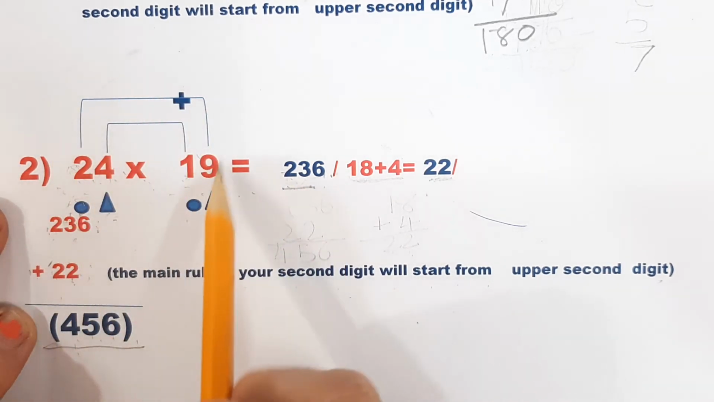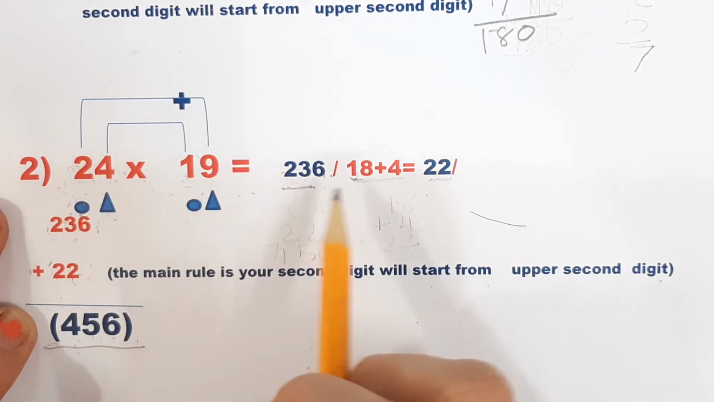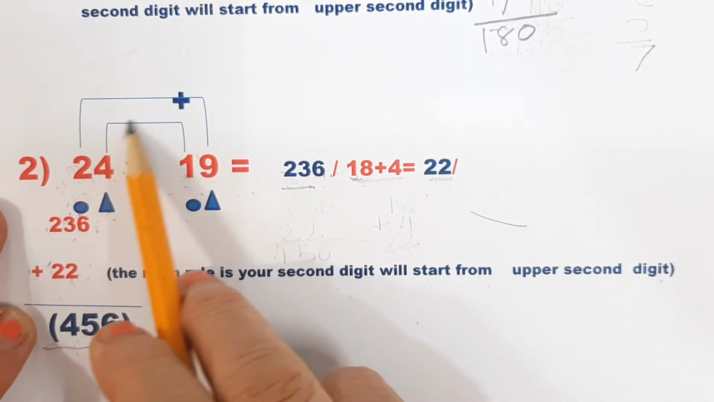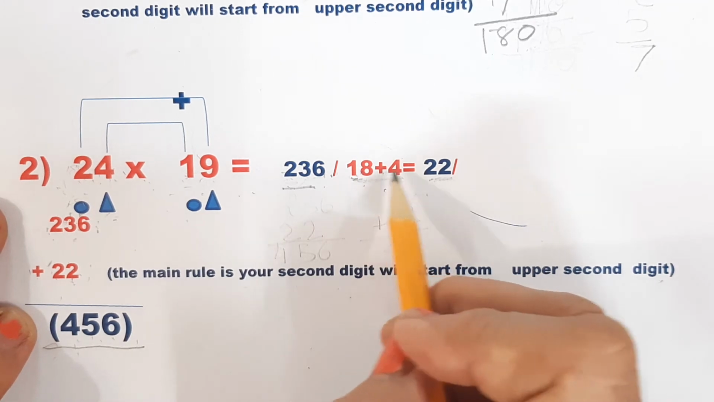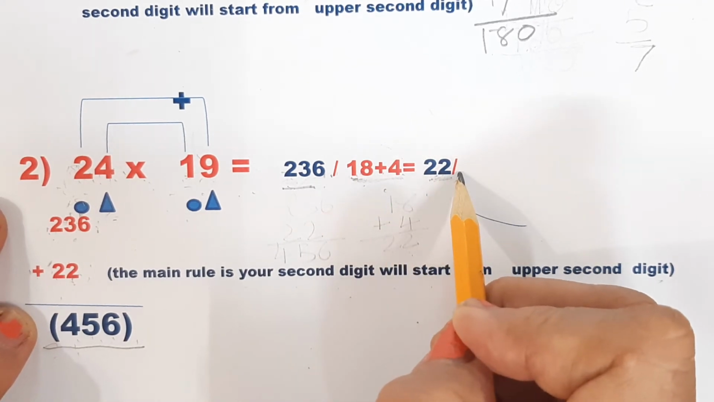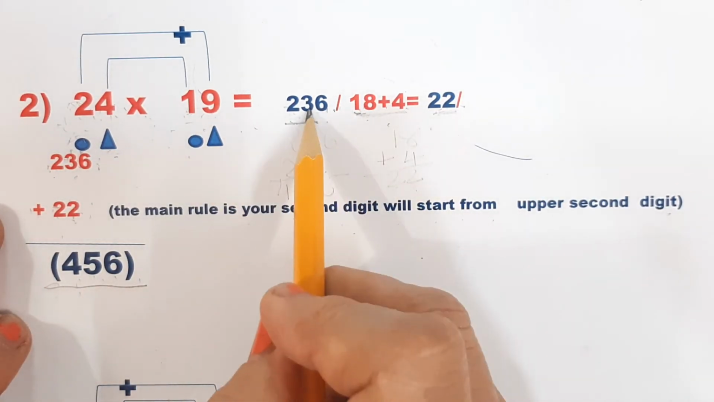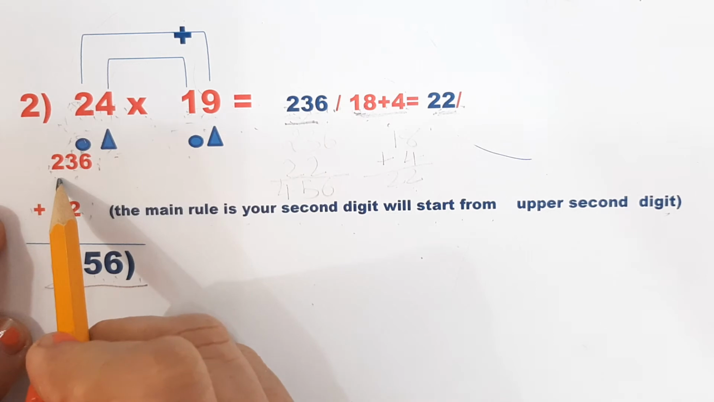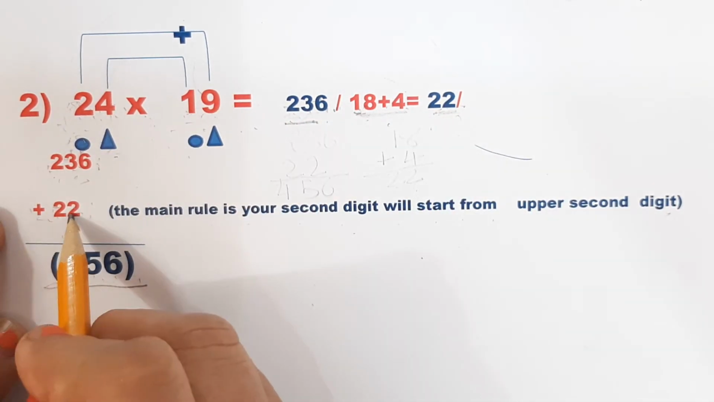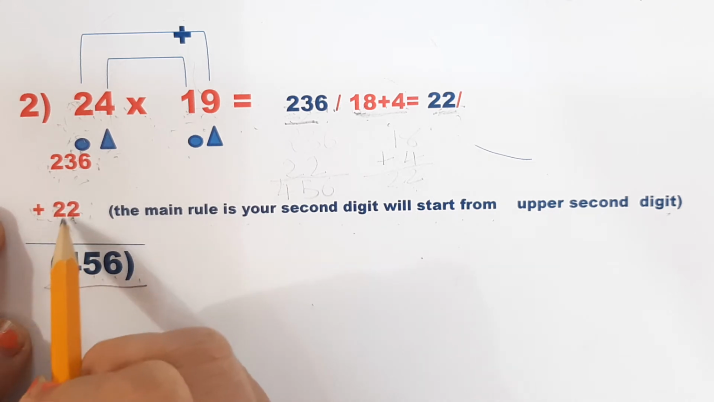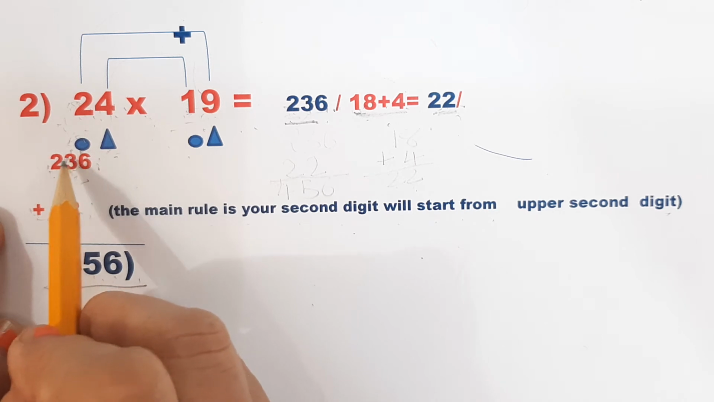2 multiplied by 9 is 18, and 4 multiplied by 1 is 4. So you have to add it: 18 plus 4 equals 22. But according to the rule, you have to write 236, the first answer of the sign, and you have to add 22. But your 22 will start from the second digit of the upper figure.